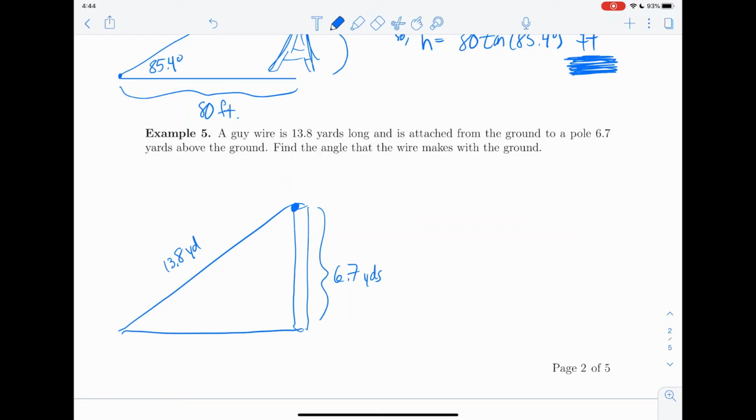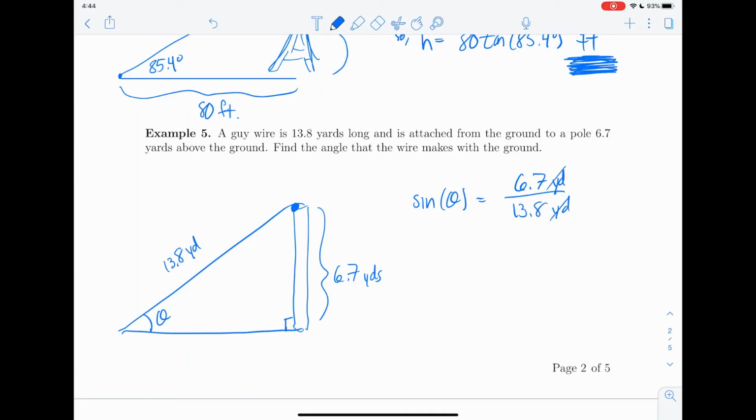And the question is, what is the angle that the wire makes with the ground? So what is this angle right here? Well, the relationship trigonometrically between theta and the given data, if this is to be a right triangle, is of course a sine relationship. So we know here that sine of the indicated angle theta is equal to opposite 6.7 yards over hypotenuse, which is 13.8 yards.